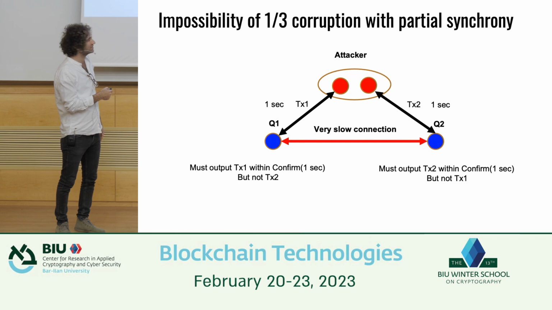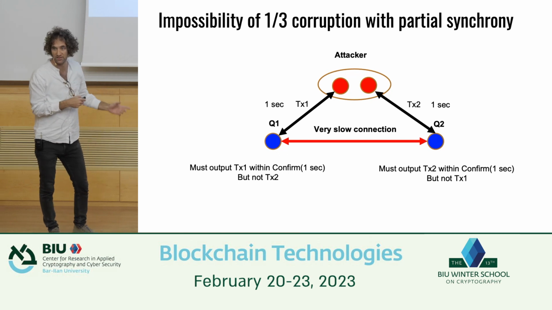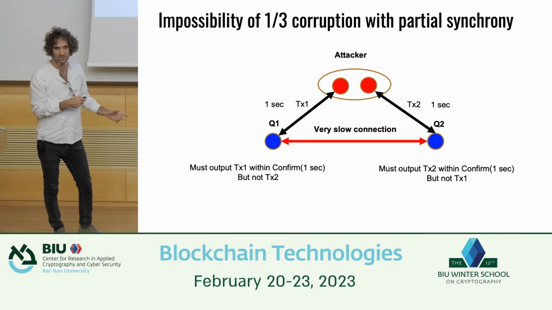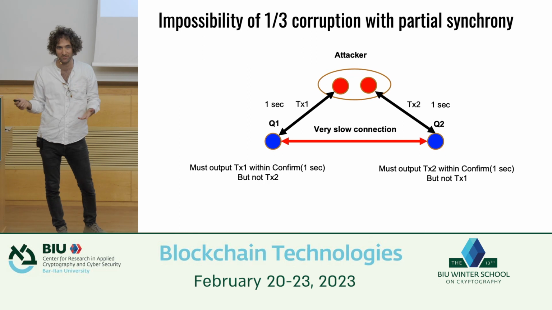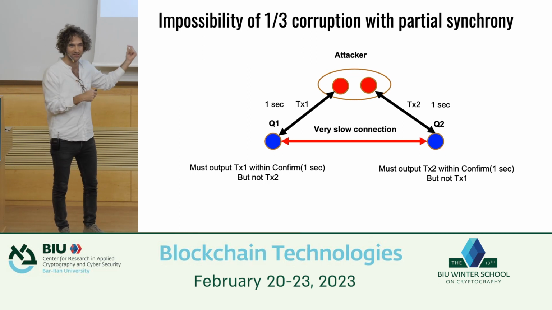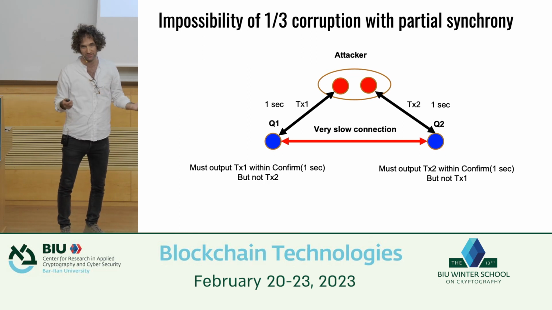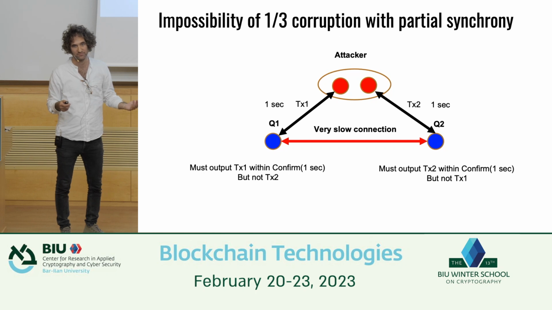I would argue now that TX2 should not be there. Why is that? Because within 1 second, none of the messages have gotten through here. So this guy has not seen anything about TX2. And remember, TX2 is a random string. So the probability that TX2 is going to be there is 2 to the minus n.